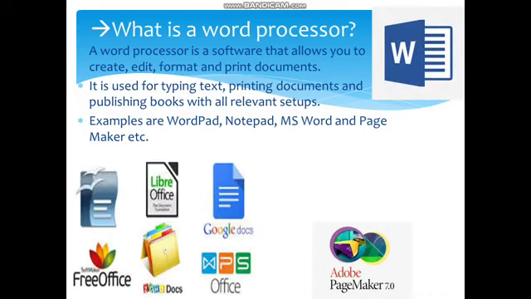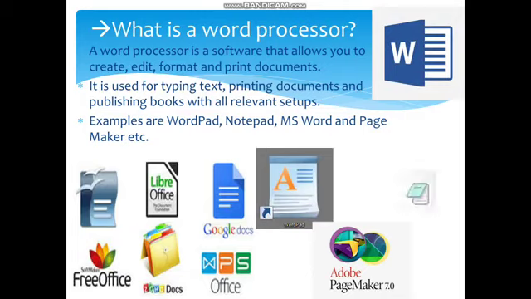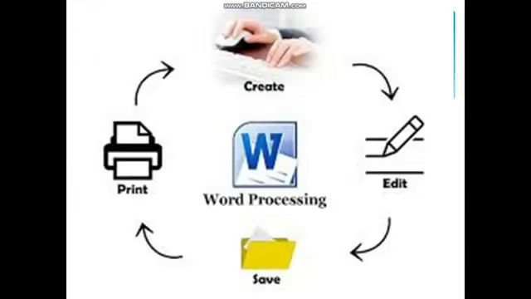You can see some of the icons also here. And the process is going on like this. You are creating the document. If you want, you can edit the document and we can save the document and finally we can take a printout. This chart shows the process of a word processor application. How you can complete a document using a word processor.